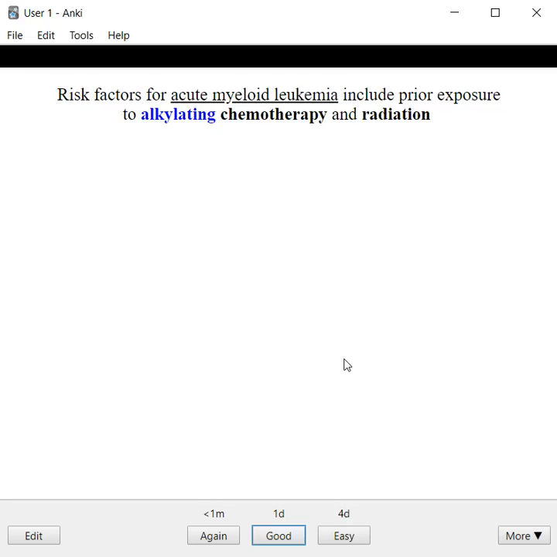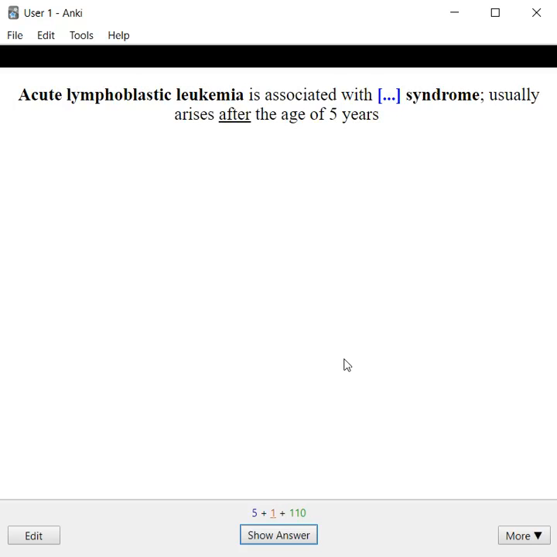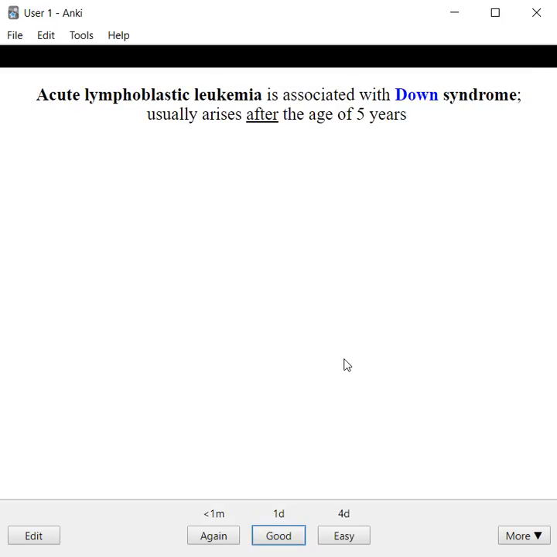Alkylating chemotherapy. Let's read that again. The risk factors for acute myeloid leukemia, or AML, include prior exposure to alkylating chemotherapy and radiation. ALL, acute lymphoblastic leukemia, is associated with blank syndrome, usually arises after the age of 5 years. Down syndrome.